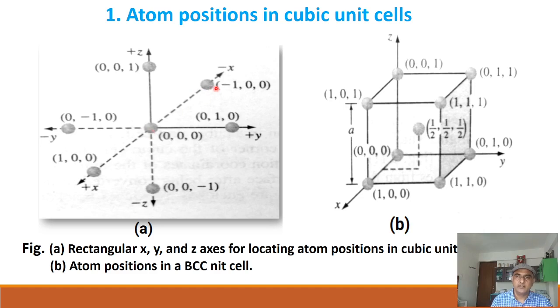Along the x-axis, the backside coordinate becomes -1, 0, 0, and the positive coordinate is 1, 0, 0. Here see the positive side and negative side: 0, 1, 0 and 0, -1, 0. Similarly on the z-axis, 0, 0, 1 and on the negative side 0, 0, -1. So the rectangular xyz axes for locating atom position in cubic unit cells are represented by this diagram A. Atom position in BCC unit cell is shown in figure B.